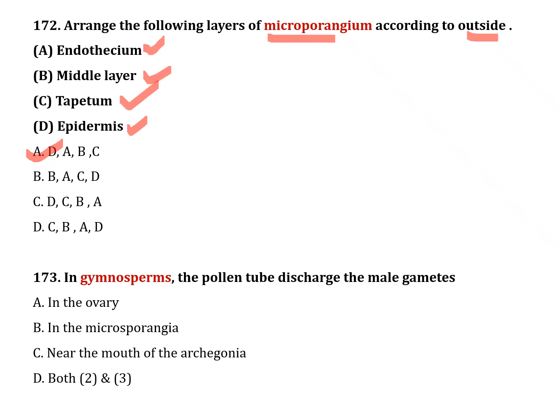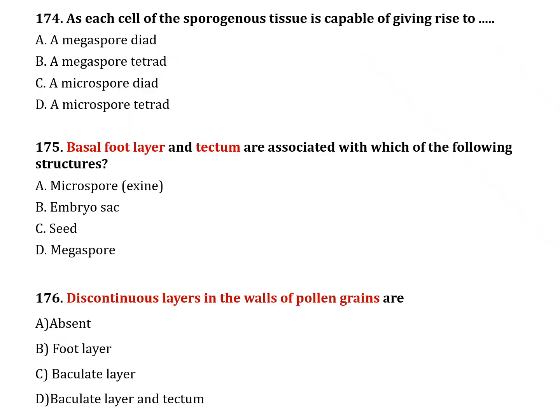The next question, number 173. In gymnosperms, the pollen tube discharges the male gamete option A, in the ovary, option B, in the microsporangia, option C, near the mouth of the archegonia, option D, both 2 and 3. Correct answer is option C, near the mouth of archegonia. The next question, number 174. Each cell of the sporogenous tissue is capable of giving rise to option A, megaspore dyad, option B, a megaspore tetrad, option C, a microspore dyad, option D, a microspore tetrad. Correct answer is option D, a microspore tetrad.